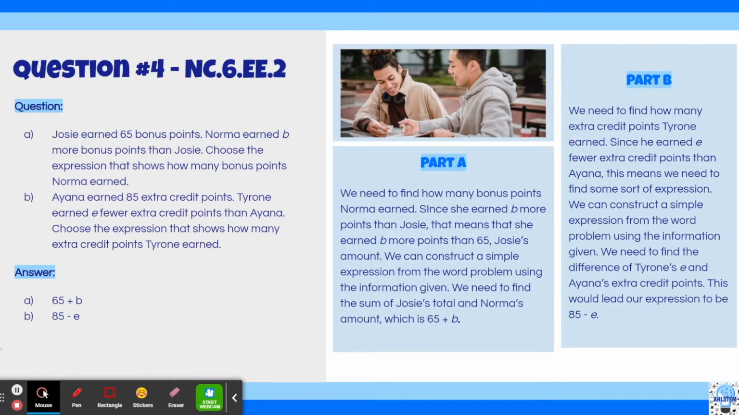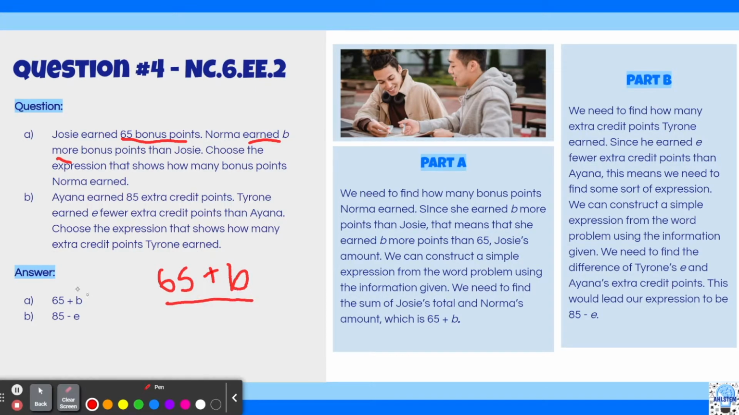So once again, you can read through my explanation, the written, or you can just listen to me say it. So Josie earned 65 bonus points. So whatever number that we're given, that's going to be called our constant, okay? So 65 is our constant. Norma earned B more. So B more is definitely a plus in there, right? B more points than Josie. Since we don't know what B is, we're just going to represent it using the variable B. So it should just be 65 plus B. And that is what we have. Okay.